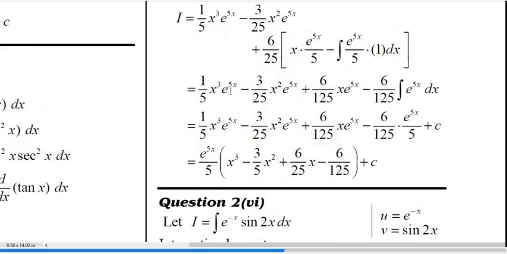1 by 5 x cube e power 5x minus 3 by 25 x cube e power 5x as it is, plus multiplying this 6 over 25 through the whole function, x over 6 over 125, 5 25 times 125 x e power 5x, minus 6 times 6 divided by 125 into integration of e power 5x. These all terms are as it is, minus 6 over 125 multiplied by integration of e power 5x, which is equal to e power 5x divided by 5 plus constant of integration.